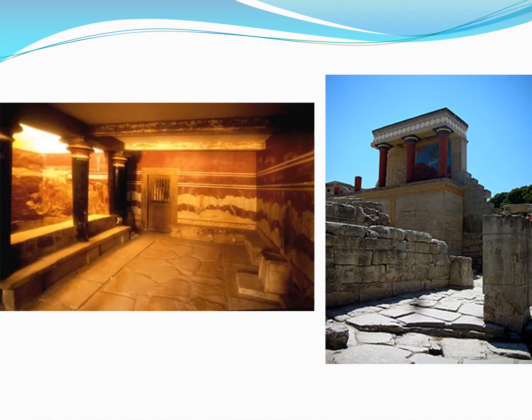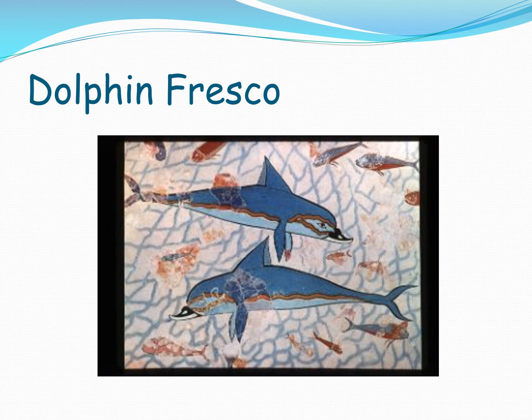Here we can see the columns that are holding up the ceiling. We'll talk more about columns when we get to the Greeks. And over here we can see the fresco that is still very vibrant and colorful despite being so old. Once again, a fresco of the dolphins.